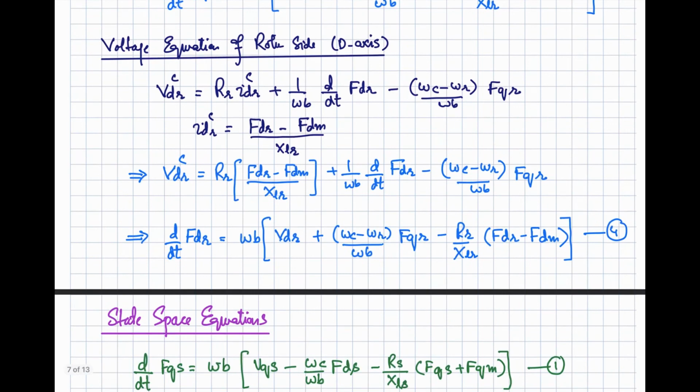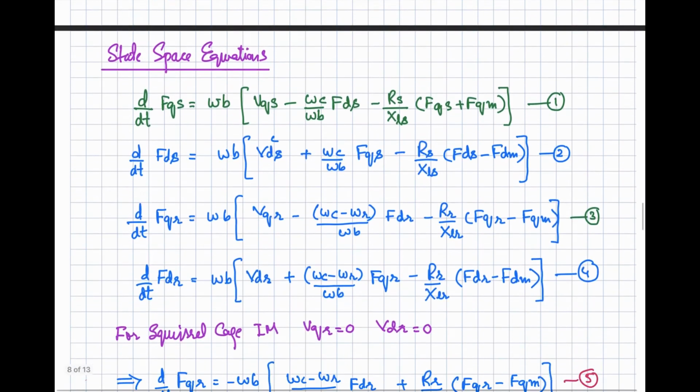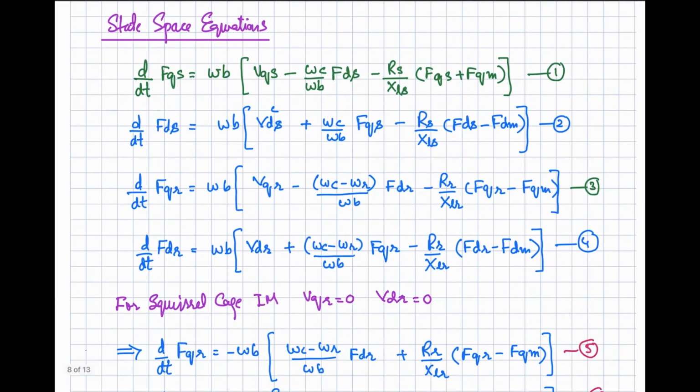and similarly the voltage equation of the rotor side for the d axis that we've already seen is given by this expression. So IDR will be given by this one. So taking this IDR over here, I can write down this equation, and rearranging I will get this one. So we have four equations in this state space form. So let's write them all together. So we have the derivative of FQS, derivative of FDS, derivative of FQR, and derivative of FDR in terms of FQS, FDS, FQR, and FDR.